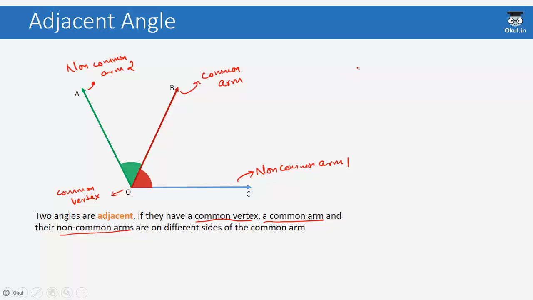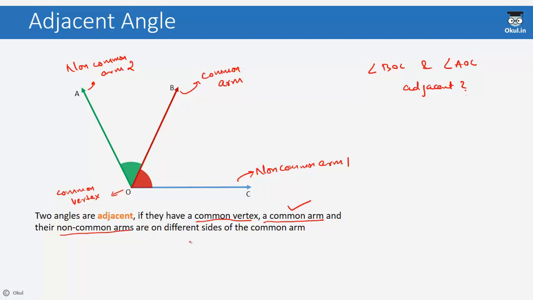Now let us do another example or question so as to understand more about adjacent angles. Now suppose it is asked whether angle BOC and angle AOC are adjacent or not. So let us look at these given conditions and verify. So in angle BOC and angle AOC, we have OC being the common arm and we have a common vertex O as well. So yes, we do have a common arm.